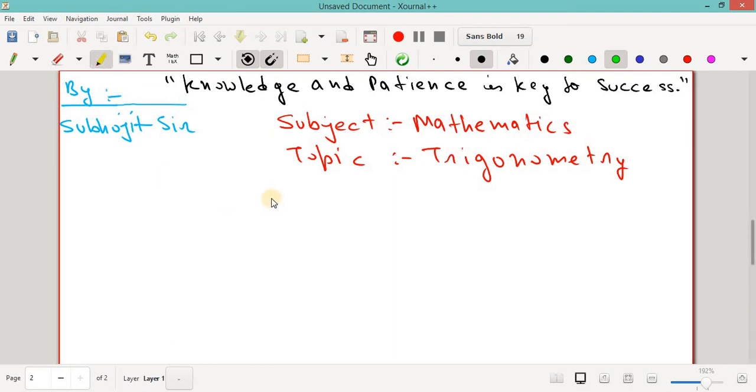Good evening, learners. Today we are going to start with a very important topic of grade 10, that is trigonometry. In this session, we have to learn the basic concept of trigonometry so that it is easy for us to solve the questions. Now, what is trigonometry?